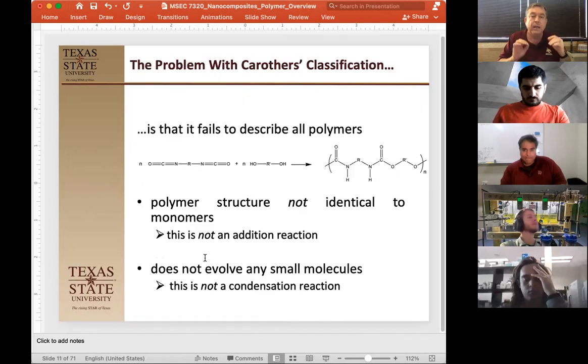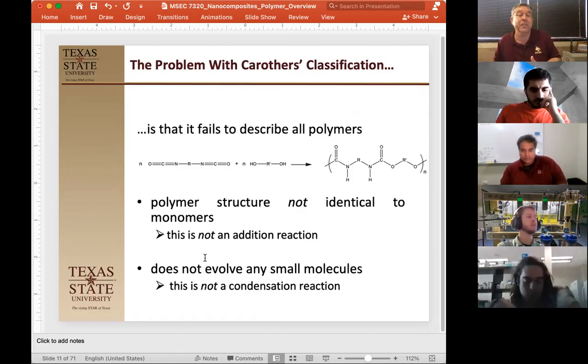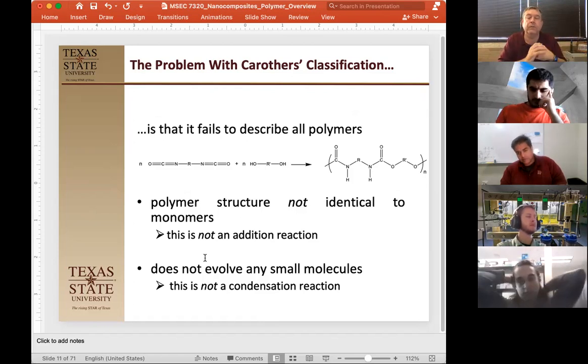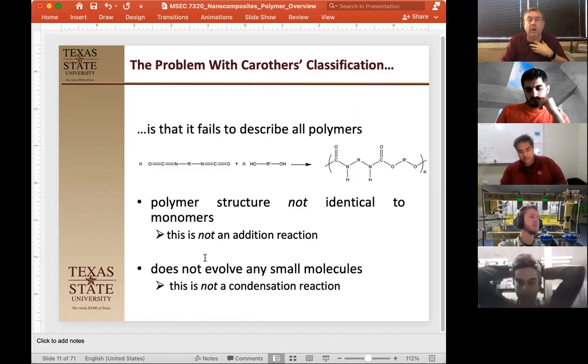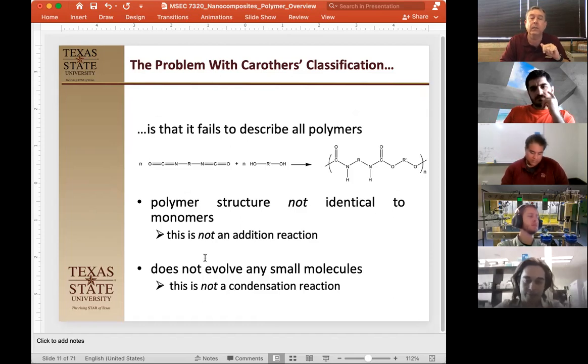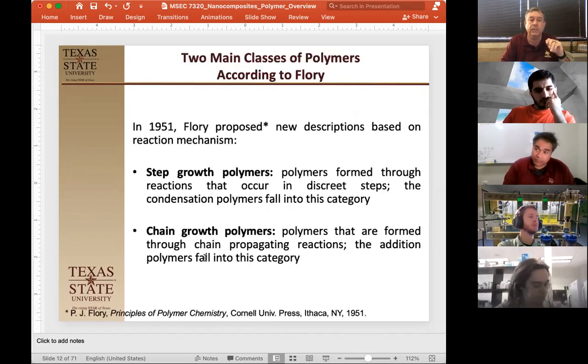But in the case of the polyurethanes, it doesn't follow that. It has two different functional groups. In theory, it should be a condensation polymer, but it doesn't lose a small molecule. So in theory, it should be an addition polymer, but it doesn't follow the mechanism of an addition polymer. So that's the one that kind of sticks out from the system that doesn't always work. So that's why the classification really didn't work very well in Carruthers' system.